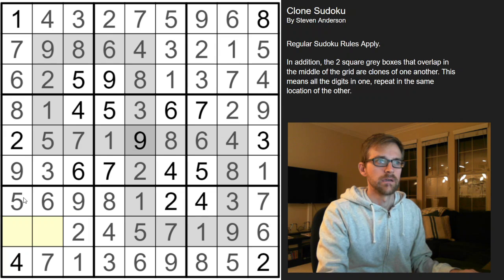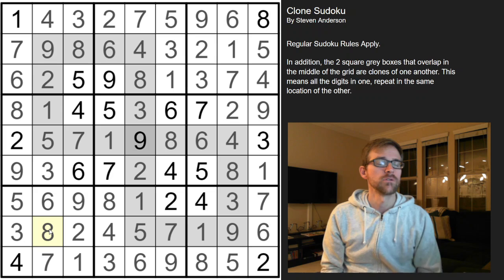We're missing a 3 and 8. So this here is a 3 because the 8 is here. And so that's the 8. So that's it. That's a clone Sudoku.